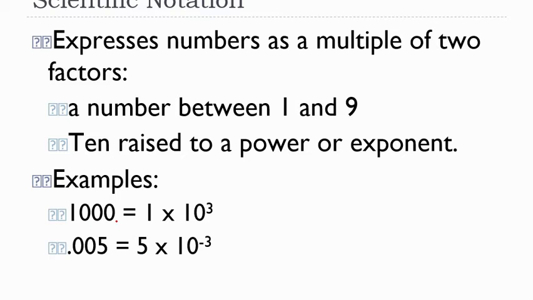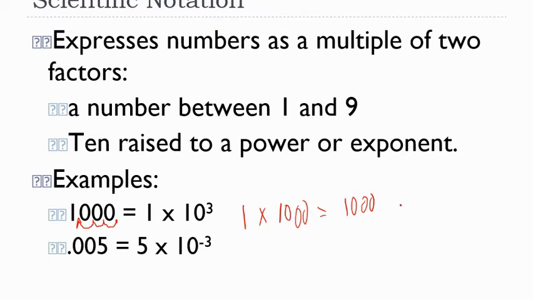So for example, here is my decimal point. I'm going to move that decimal 1, 2, 3 spots. So that's going to be 1 times 10 to the 3, because 10 to the 3 is 1,000. Okay? And if I multiply 1 times 1,000, that equals 1,000. This is used for really big numbers and really small numbers.